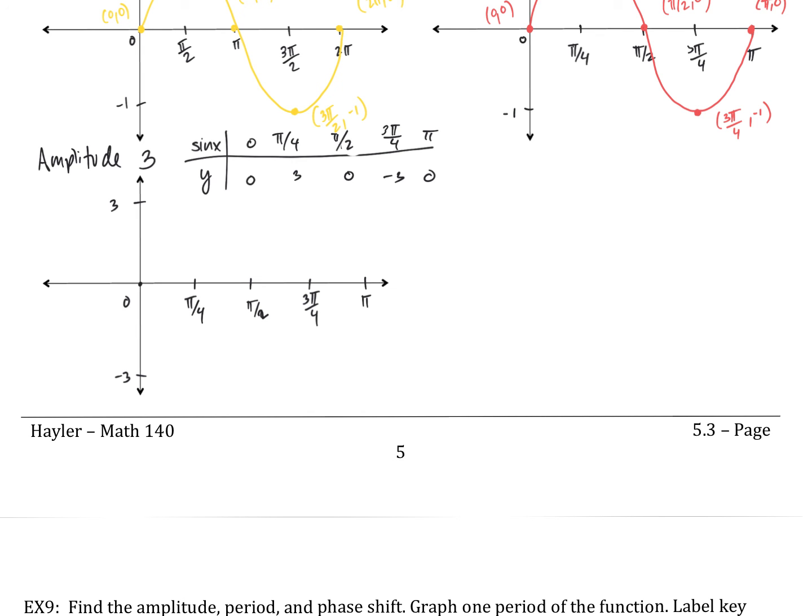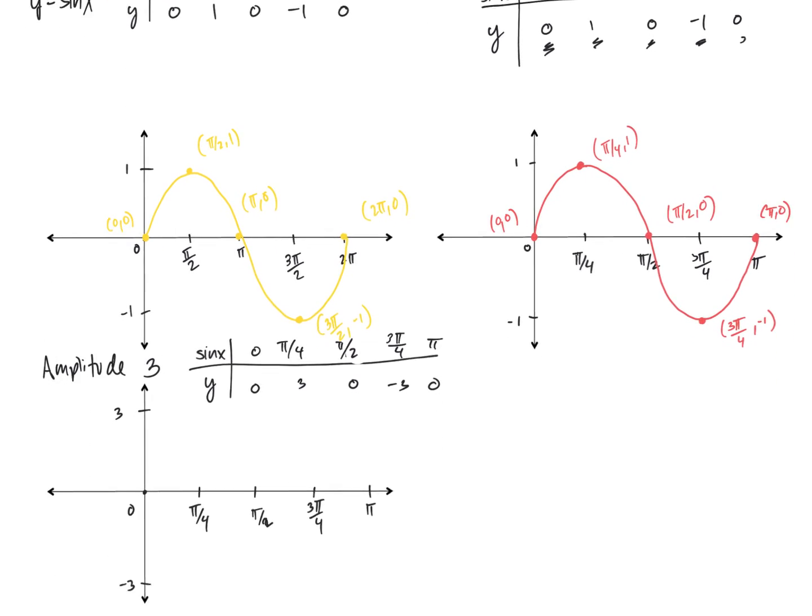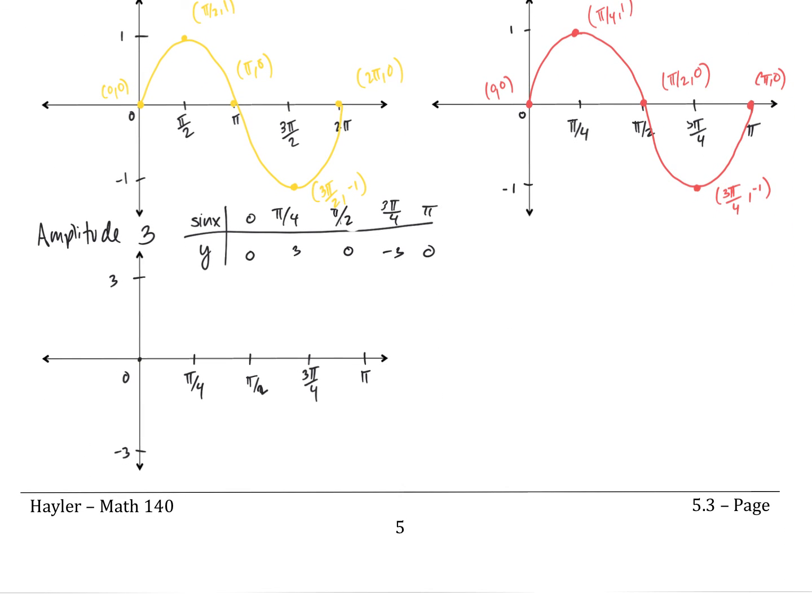Alright, let's graph these values. I think I was using green. Okay, green for the amplitude. So here we go. We have 0, 0. Then pi over 4, 3. Then pi over 2, 0. Then 3 pi over 4, negative 3. And lastly, pi, 0. Let's go ahead and graph these points in. And there we go.